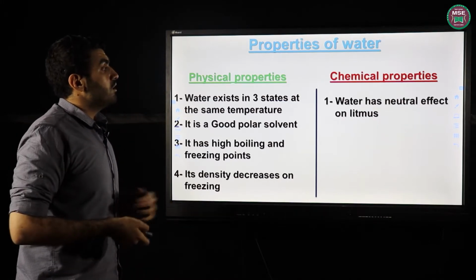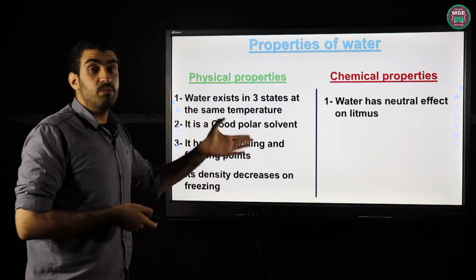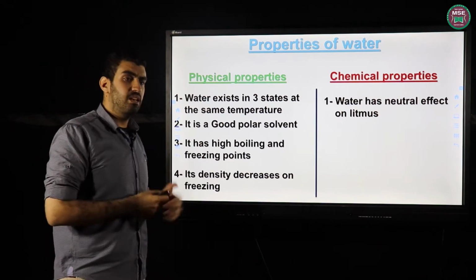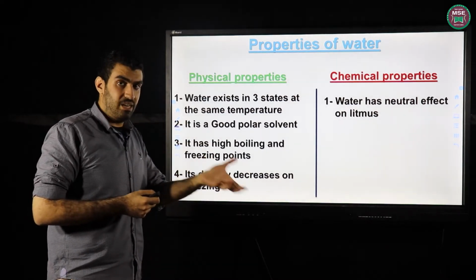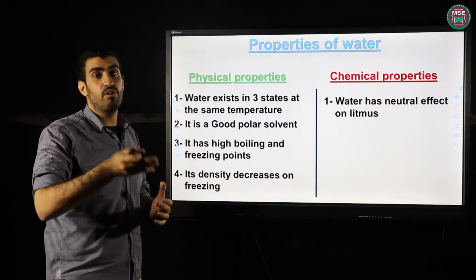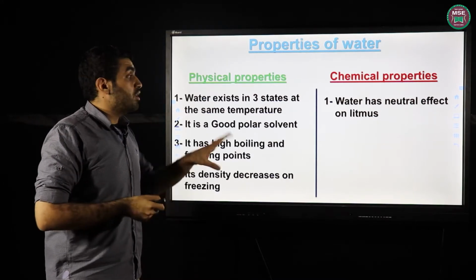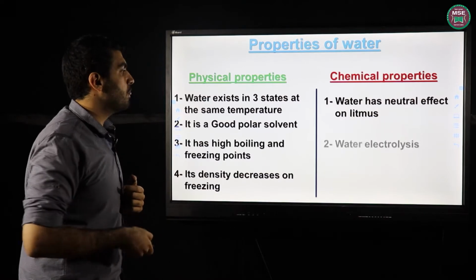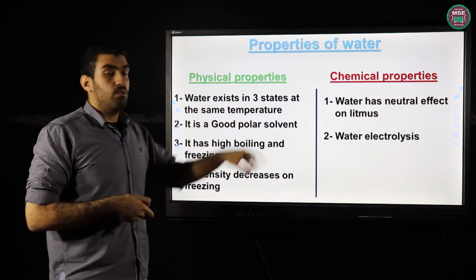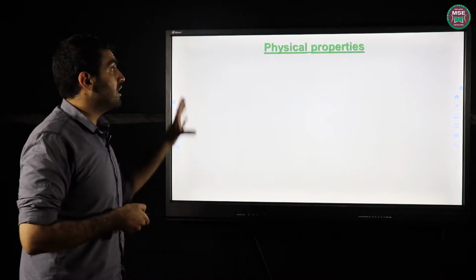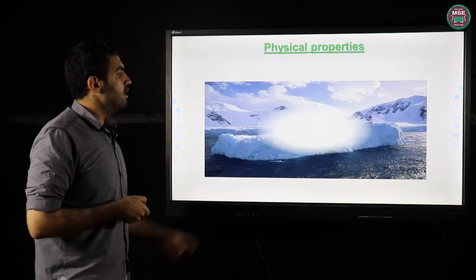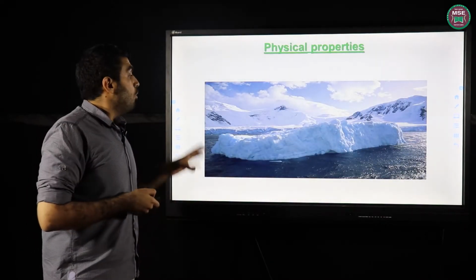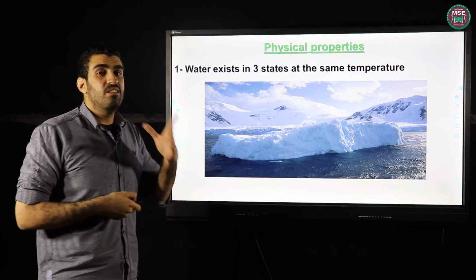Chemical properties: water has a neutral effect on litmus paper, as we remember that litmus produces red color in acid and blue color in base, but in water it produces a neutral color, which is violet. Number 2, water electrolysis. Let's start with physical properties. The first one is water exists in 3 states at the same temperature.